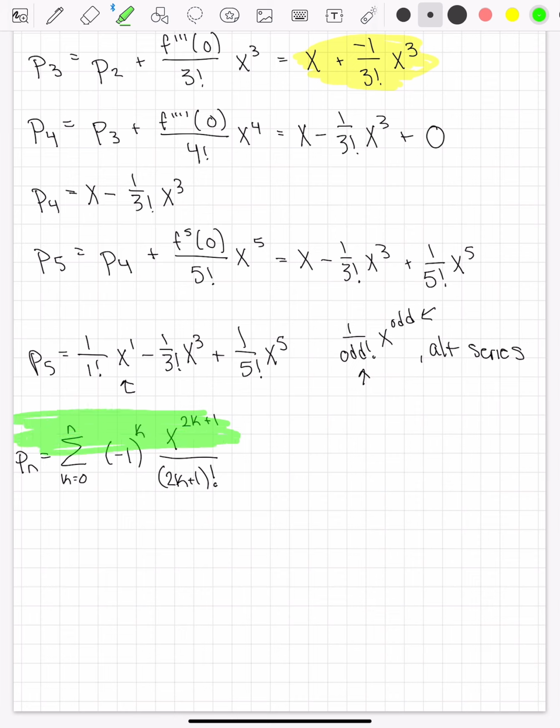So basically, sometimes it's a little bit harder to figure out the formula, and you might have to come up with more polynomials, maybe rewrite your terms, but do things like that to try to figure the pattern out.